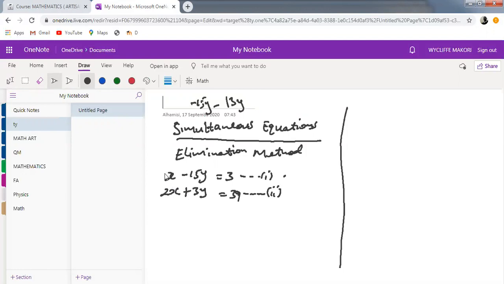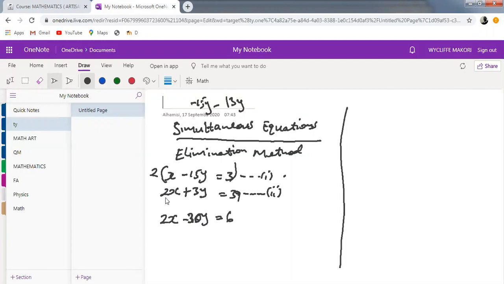For example, you can note here we have positive x and here we have positive 2x. But here we have negative 15y and positive 3y. So it is easier to eliminate the x because they are both positive, but you need to make them of the same value. If here it is 2x, then this one also needs to be 2x. To make that happen, you need to multiply the first equation by 2 so that we have 2x minus 30y is equals to 6.